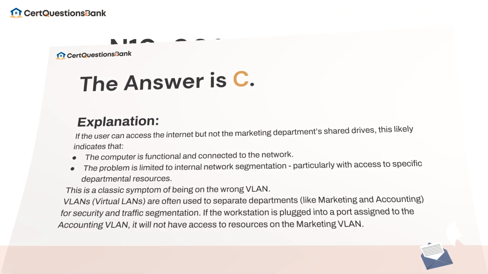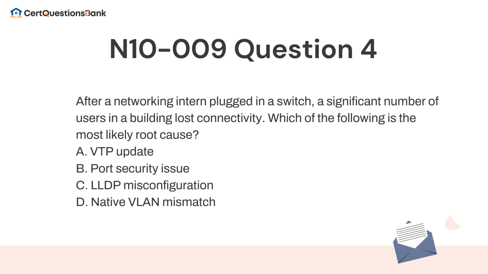After a networking intern plugged in a switch, a significant number of users in a building lost connectivity. Which of the following is the most likely root cause? A. VTP update. B. Port security issue. C. LLDP misconfiguration. D. Native VLAN mismatch.